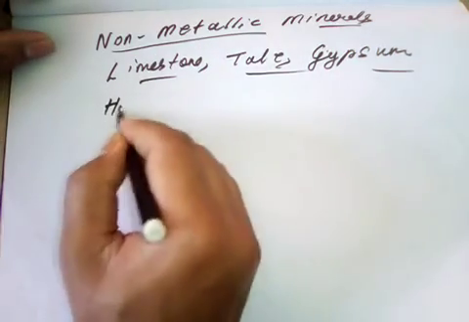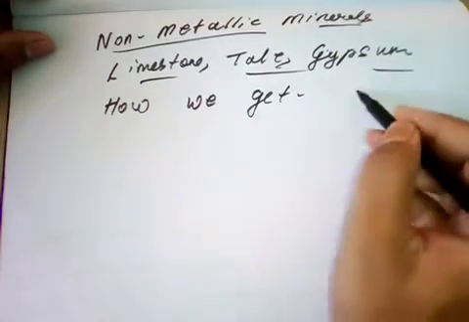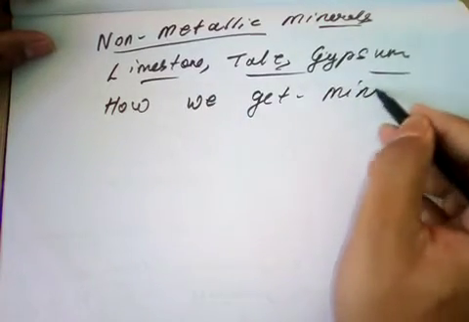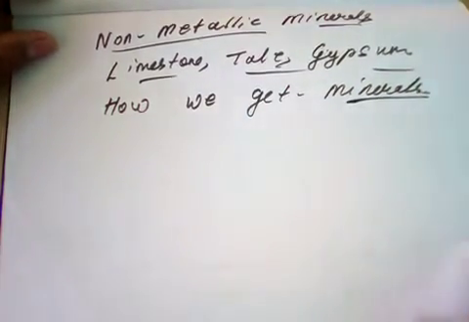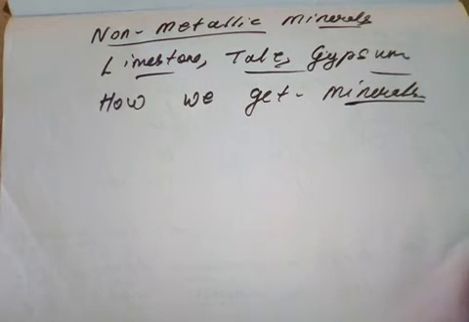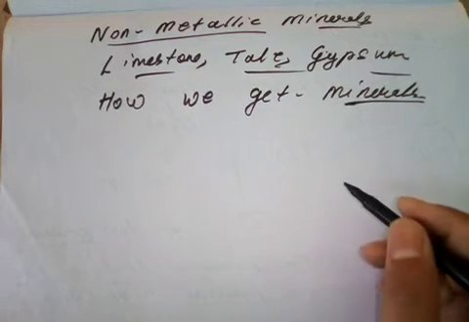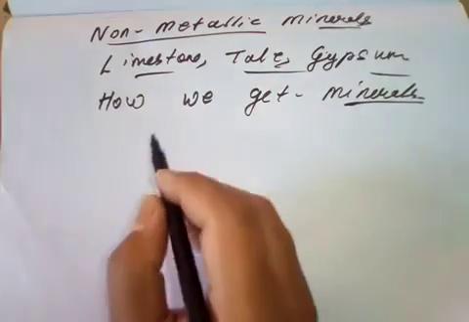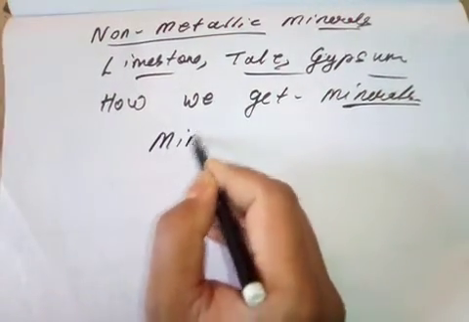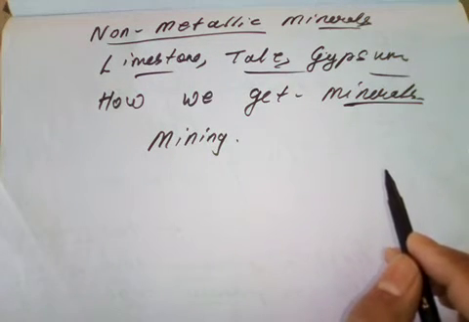Obviously we need to dig the earth's surface to get the minerals, but there are different ways of obtaining minerals. The way of obtaining minerals by digging out the earth is called mining. So mining is the extraction of minerals.